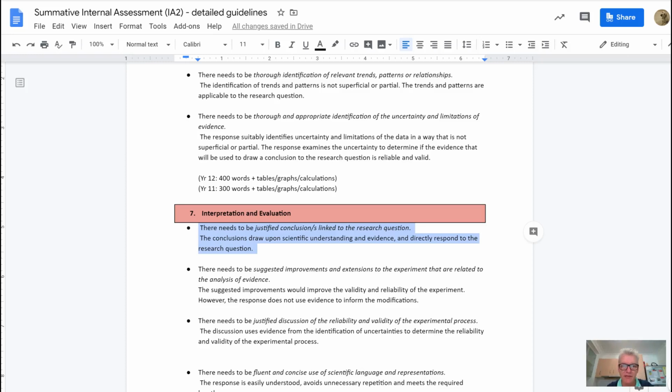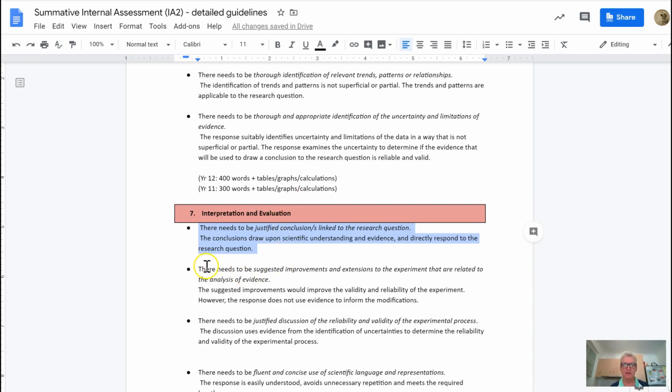Okay guys, we're moving on now to the last bit, which is the evaluation. So you should have just finished your conclusion. And remember, it should be related to your understanding of the evidence, scientific understanding. So trying to link that directly to your research question and to the original experiment, what it actually proved, or what the outcome meant.